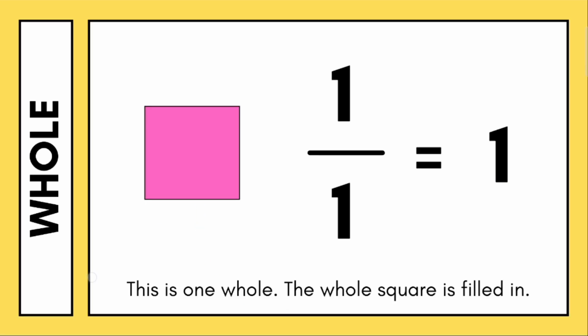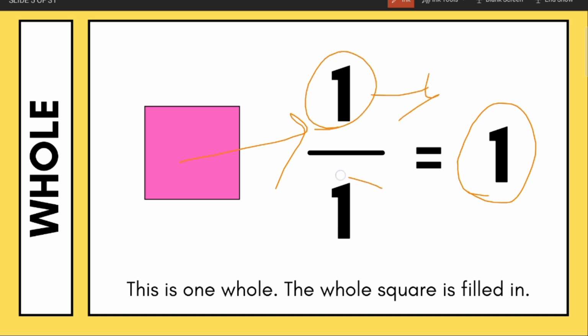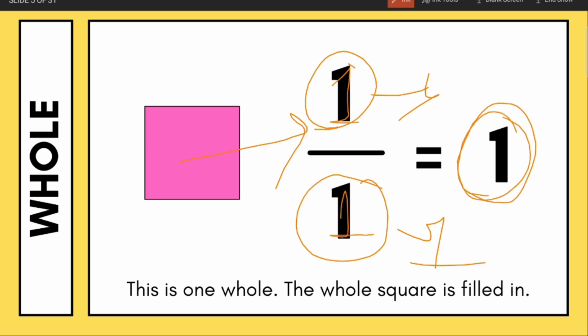So now we will learn about one whole. For example, you have this square. This square was divided into one part, meaning we have not divided it at all. The square was divided into one part and you have also taken that part. So how much do you have? You have 1, and the total number of parts is also 1. So in this case, if 1 by 1 is your fraction, then always remember it is 1.